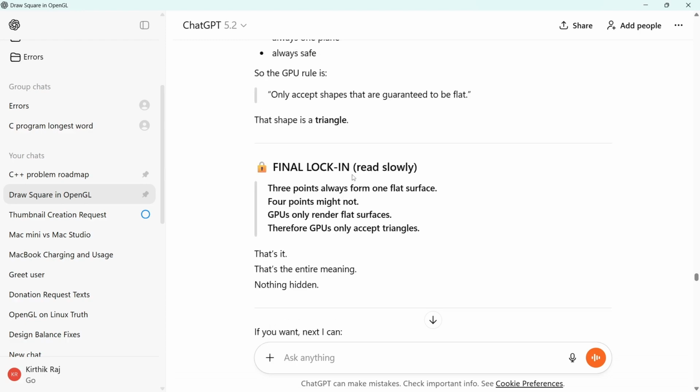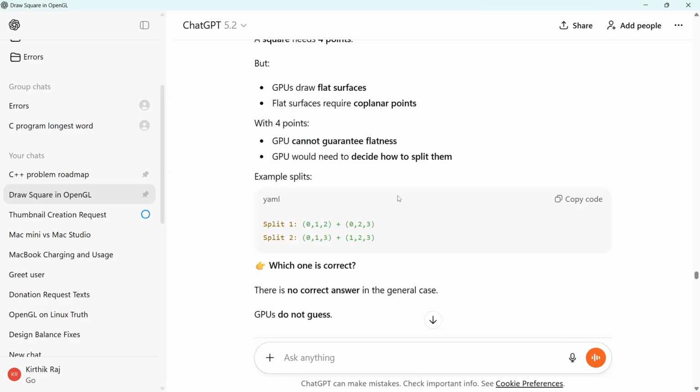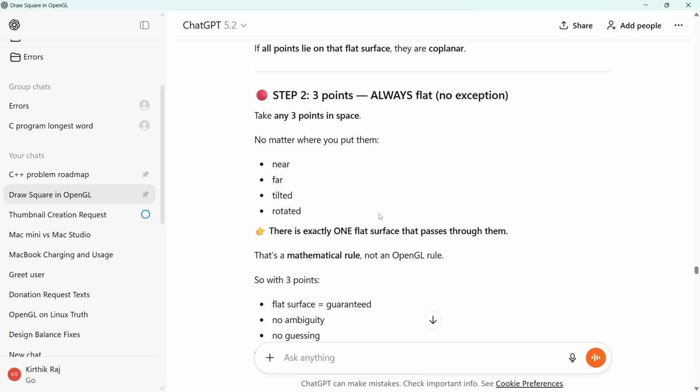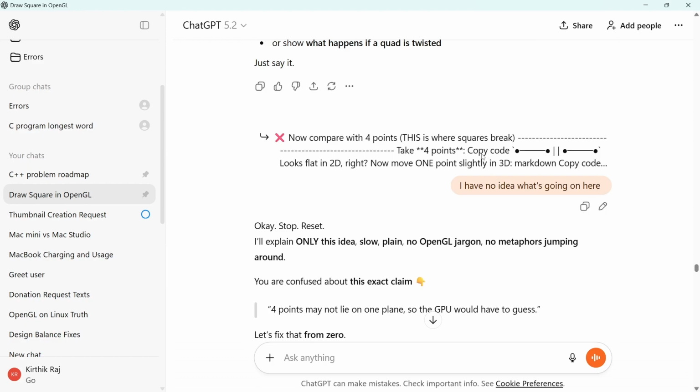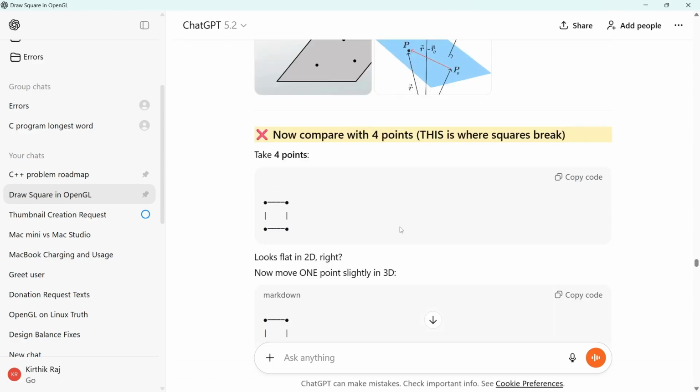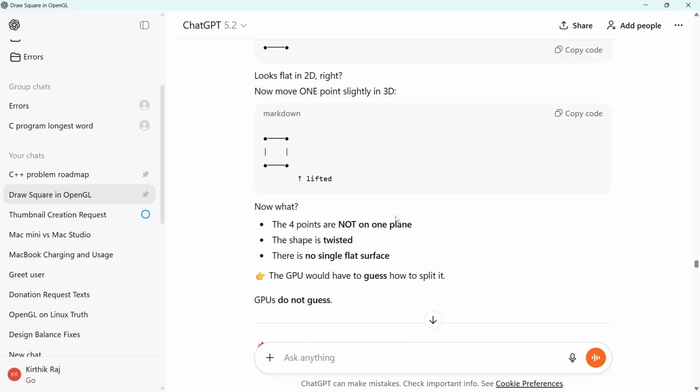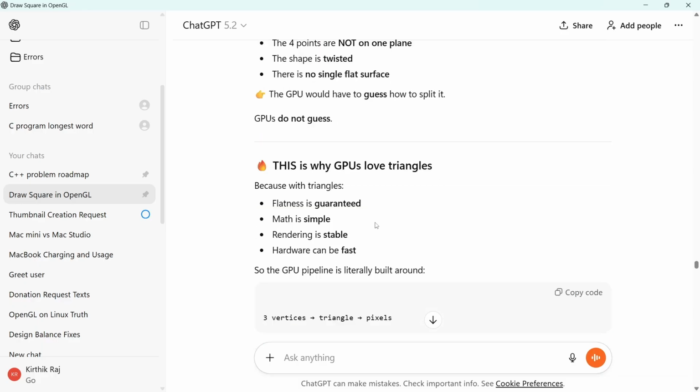So the final logic: these 3 points always form one flat surface. The 4 points might not. GPU only renders flat surfaces. Therefore, GPU only accepts triangles. That is the reason why the GPU only accepts the triangle. The fourth one is actually telling the same thing.